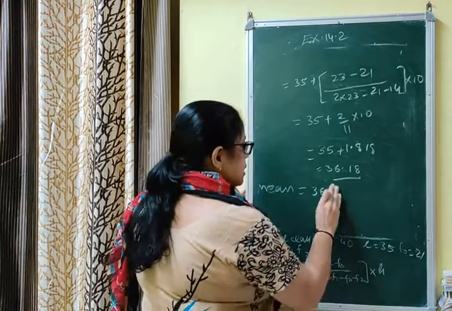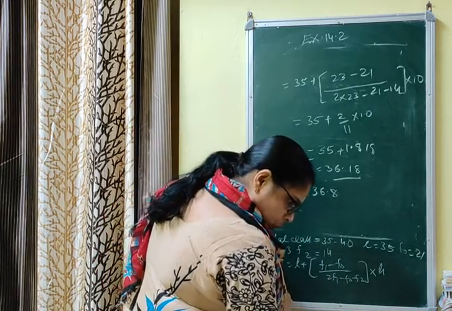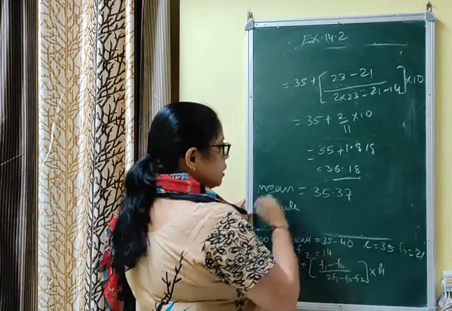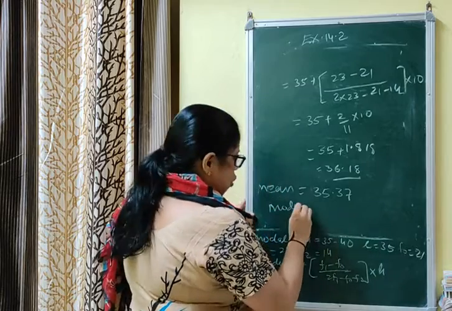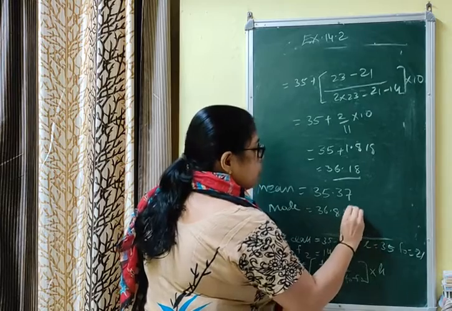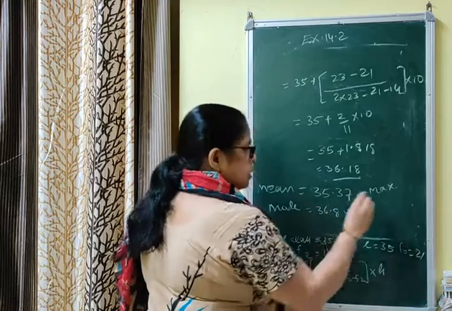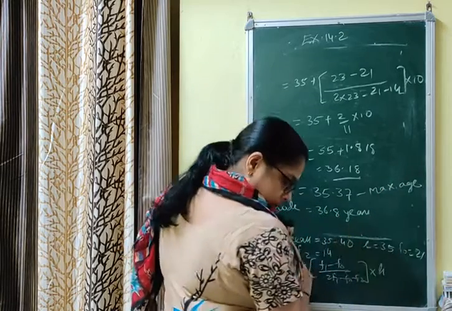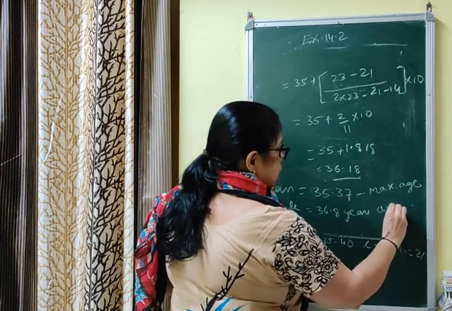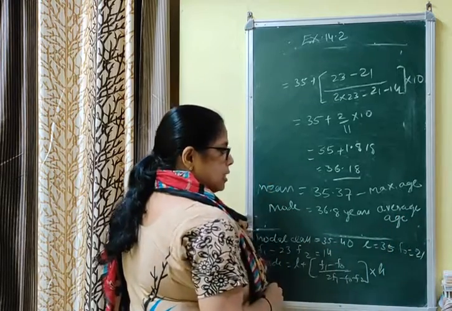Right, once more: we got the mean as 35.37, and the mode is equal to 36.8 years. Mode means maximum, that is, maximum age. The question is about age. Maximum age is 36.8 years, and average age, mean, is 35.37 years.